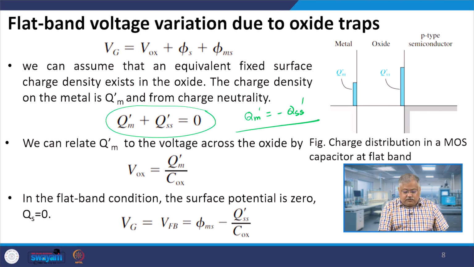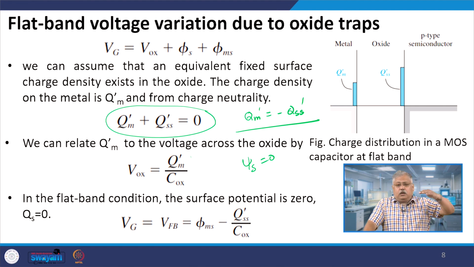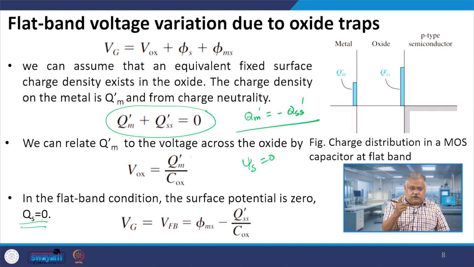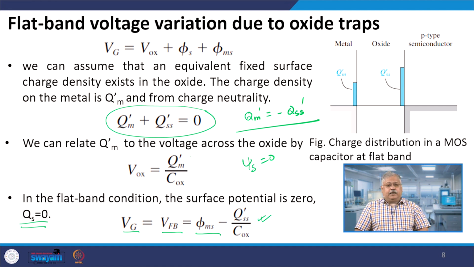Now Qm prime, which is on the metal side, can be given as Qm prime by Cox, Vox. Vox can be given by this. In the flat band condition, of course my psi s is equal to 0, because all my energy level diagrams are flat. It primarily means that my psi s equals 0, and therefore I can safely write that Qs, the surface charge, is equal to 0, and therefore Vg, which is equal to VFB, the flat band voltage, is phi ms minus Qss prime by Cox. What is Qss? The charge on the oxide side.